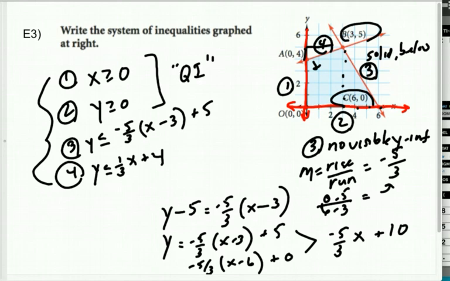So again, what we're doing here is we're putting the skill to write the inequality from the graph, and then we're doing it with a whole system of them where we have a whole bunch of them and we have to be able to write them. All right, so let's do a P3, okay?